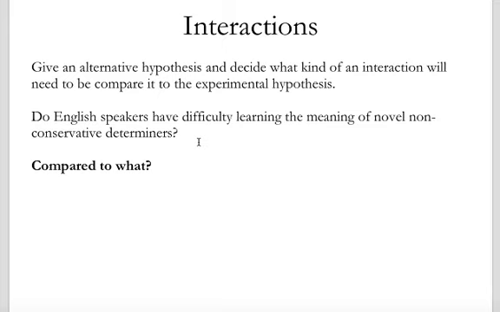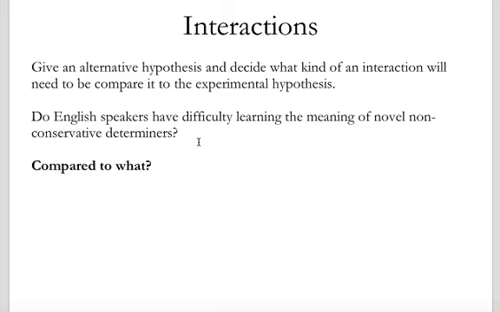Now we have two conditions that are roughly the same except for conservativity, and that's going to help us answer questions about conservativity, right? That said, you could also maybe think about this with other parts of speech. So do English speakers have difficulty learning the meaning of novel, non-conservative, ditransitive verbs? That is, verbs that take two arguments. That could be another kind of approach you might want to take.